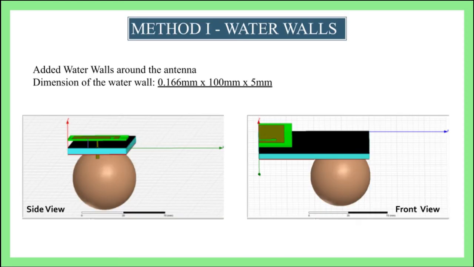Starting with the water walls method. In the original basic antenna, we just added 4 walls made of water below the ground plane, which is black in color over here, of dimension 0.166 mm in thickness, 100 mm and 50 mm in length, and 5 mm in height. Here we can see the side view and the front view.